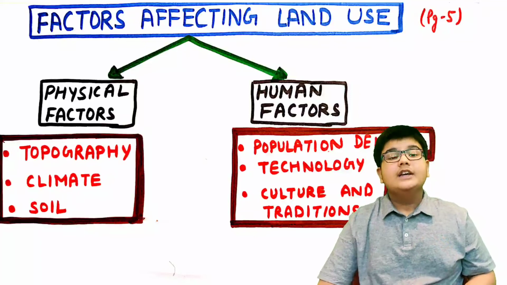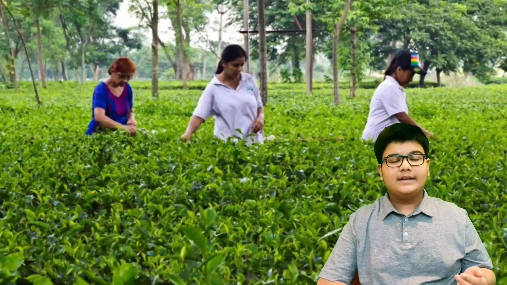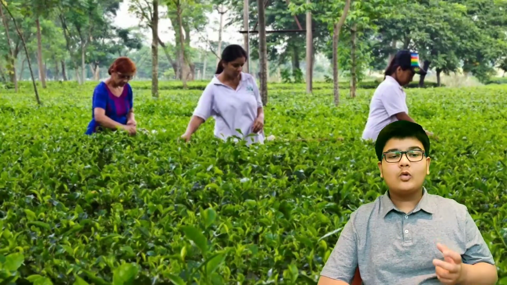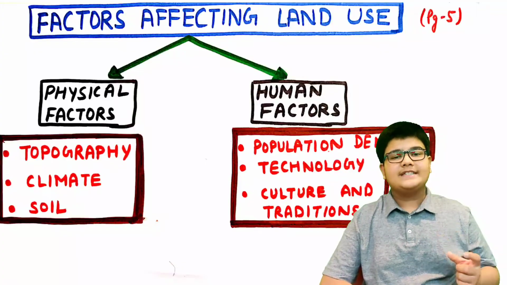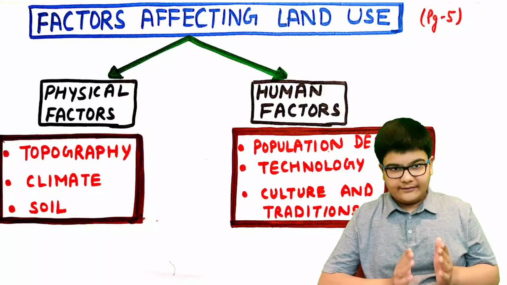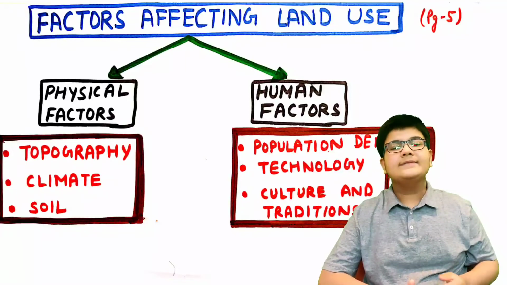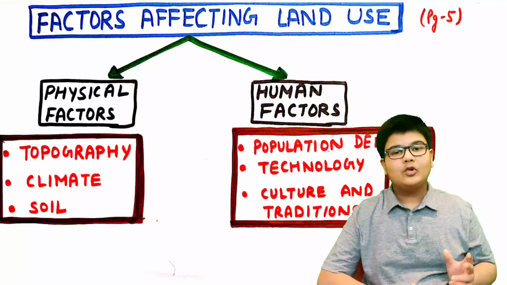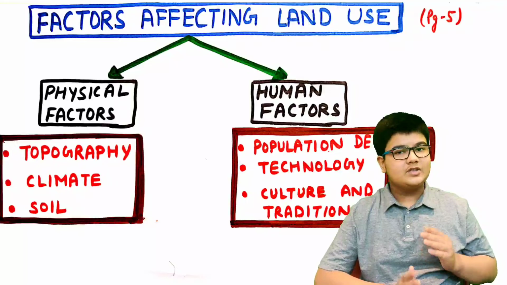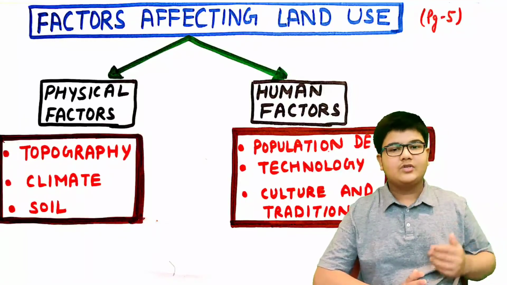Second, climate. So certain crops grow better in certain climates. For example, tea grows better in colder regions. And similarly, on the basis of soil also, on different soils, different plants grow. And also, if the soil in that area is very fertile, then it will be put to agriculture, and if the soil is not fertile, then it will be diverted to other non-agricultural uses.